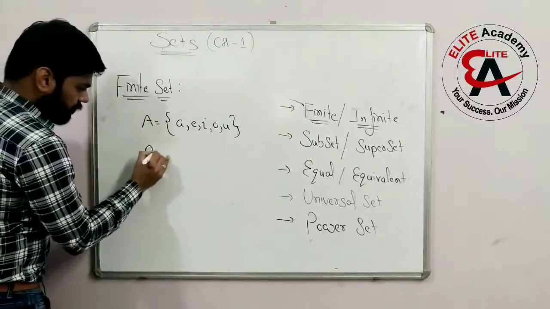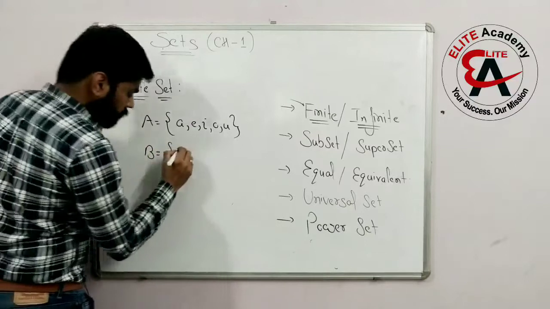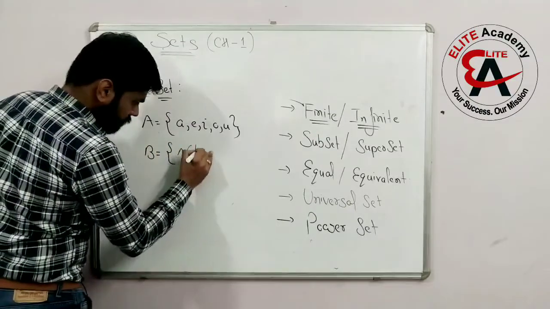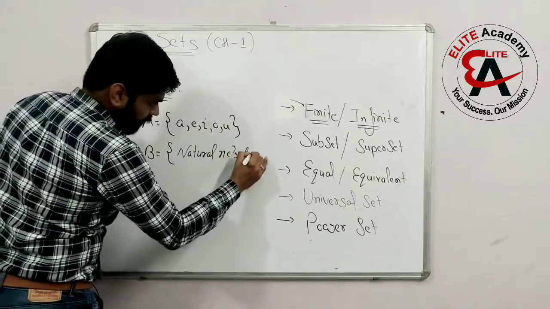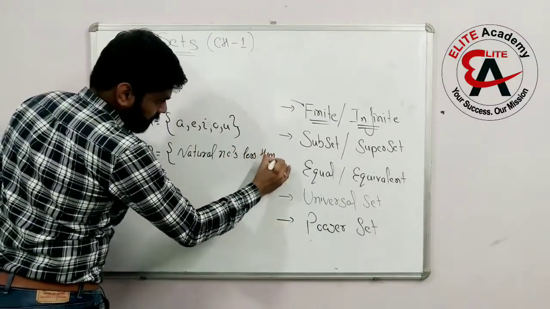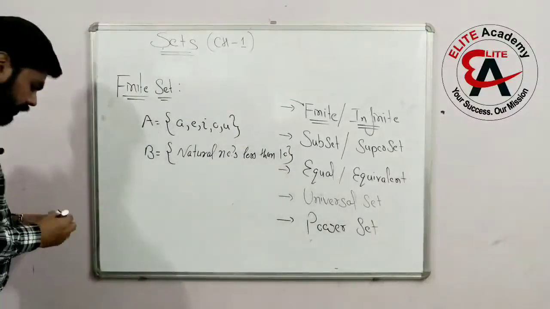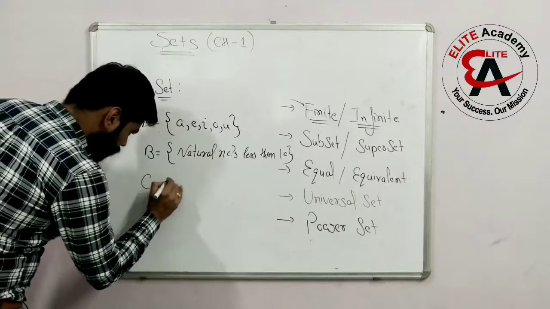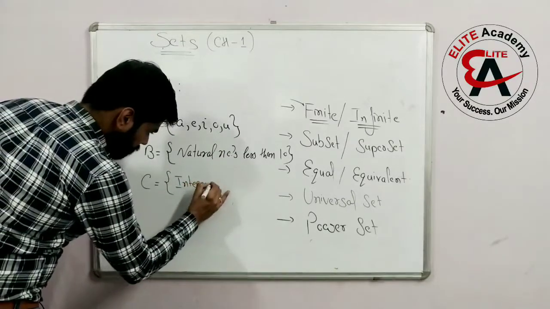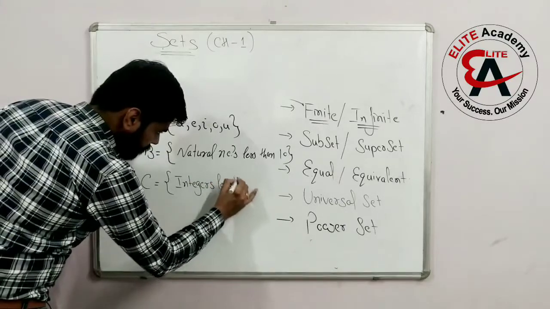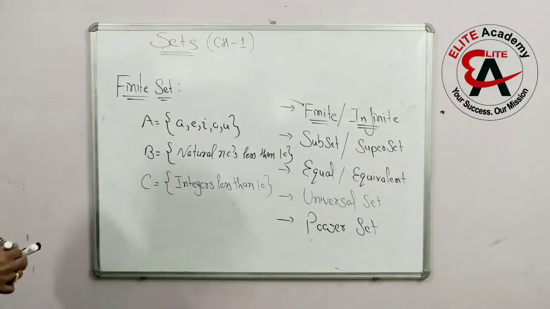I am having a set of natural numbers less than 10. I'm having a third set of integers less than 10. Now let us talk about these three sets.